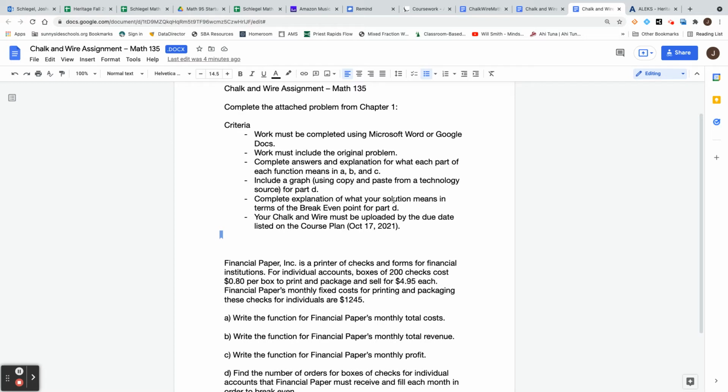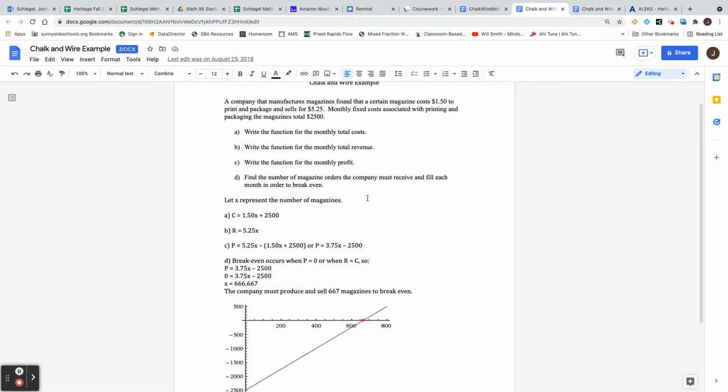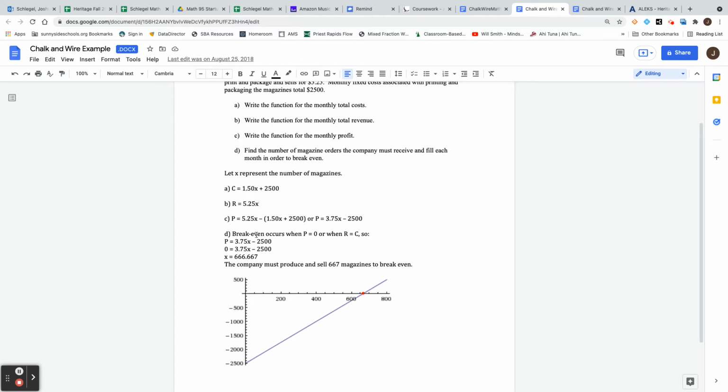Complete explanation of what your solution means in terms of the break-even point for part D. And so this is a question about break-even, and I'm answering break-even occurs for this one when profit is equal to 0 or revenue is equal to cost. And so I used profit is equal to 0 and found out that they need to sell 667 magazines to break even.